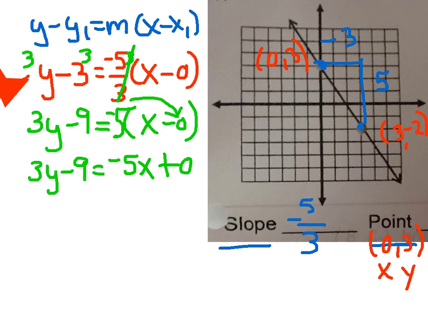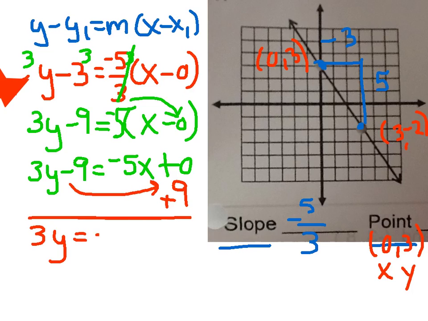Either way. Okay, our next step is we're going to go ahead and move our pieces and combine like terms. Okay, I'm going to move this minus 9 over here, so it becomes a plus 9. Okay, so we're going to have 3y equals negative 5x plus 9.